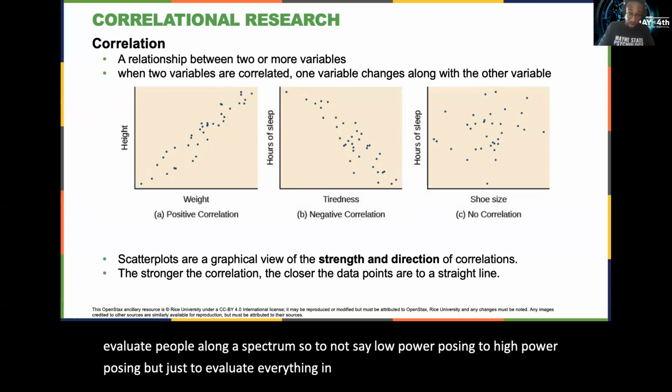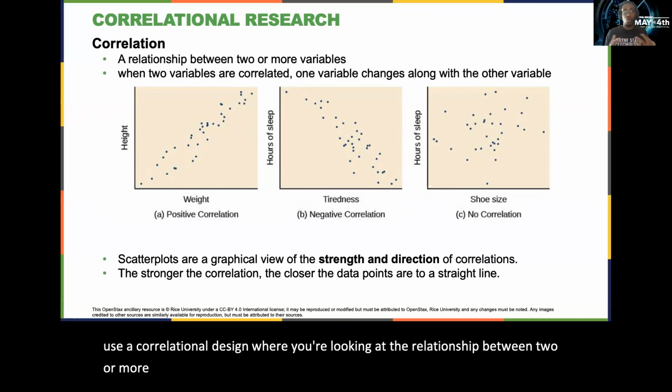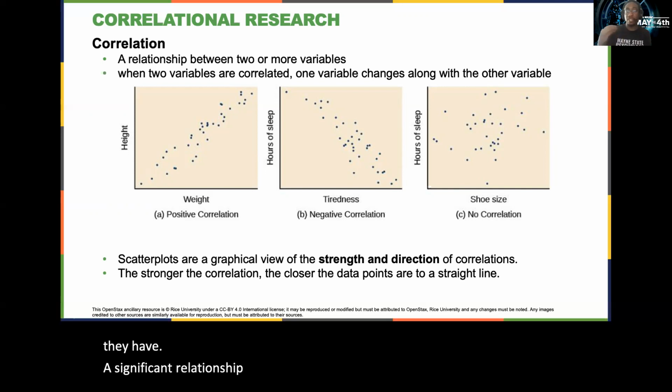And in that scenario, you might use a correlational design, where you're looking at the relationship between two or more variables. Anytime you hear the word correlation, think of the word relationship. So when we say that two variables are correlated, we mean that they have a significant relationship, that one variable changes alongside the other variable.